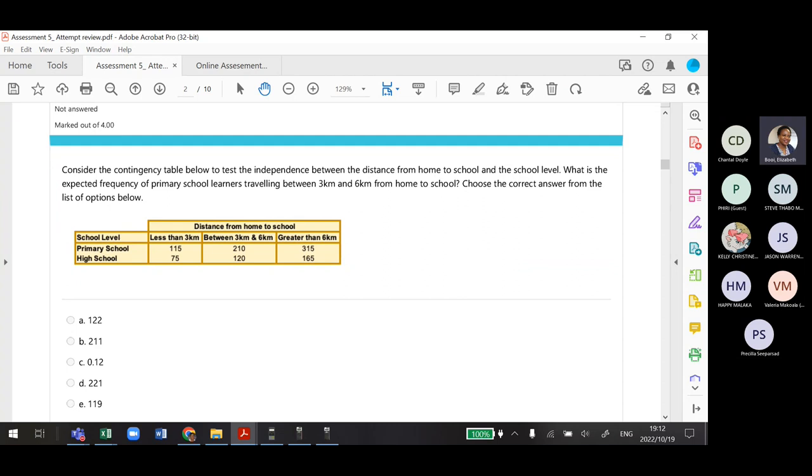Consider the contingency table below to test the independence between distance from home and school level. What is the expected frequency of a primary school learner traveling between 3 kilometers and 6 kilometers from home to school? Primary, and between 3 and 6. What do you need to do first? Choose the correct answer from the list below. So what is it that we need to do here? Totals. We need to calculate the totals.